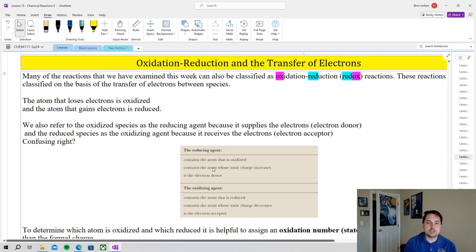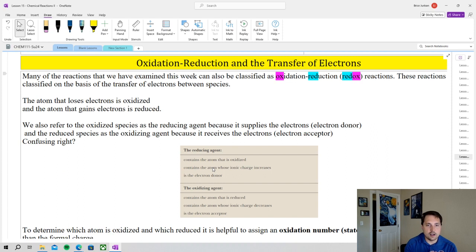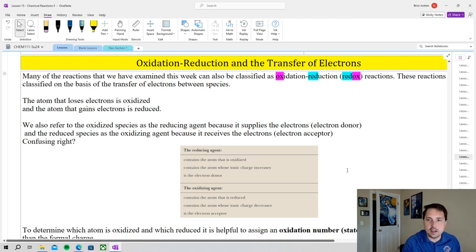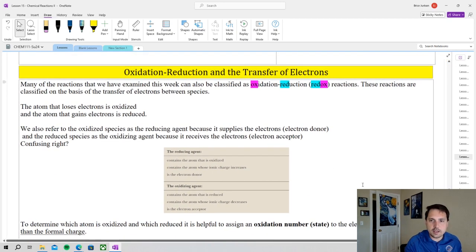But we are going to talk about oxidation reduction full reactions, and that's the last part of this lesson. And so if you're reading chapter 10, you'll find this at the end. And most of the reactions that we've already examined in the last lesson can be classified as oxidation reduction reactions. These are reactions that are classified on the basis of a transfer of electrons between species. So the transfer of electrons.